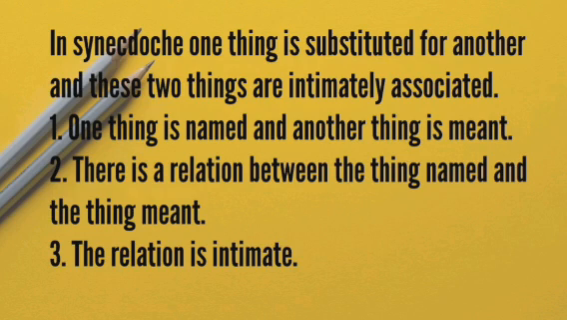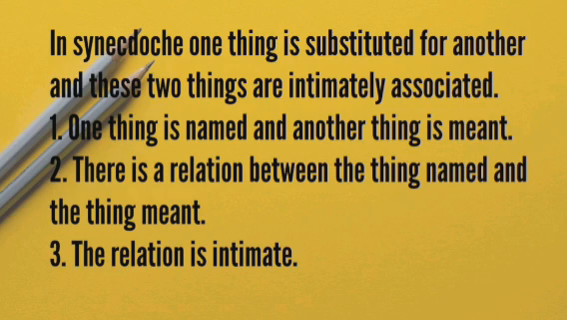The essential features of synecdoche are: number one, one thing is named and another thing is meant. In this rhetoric one thing will be said but another thing will be meant. A thing will be said but it will mean another thing, and this point is similar to that of metonymy.